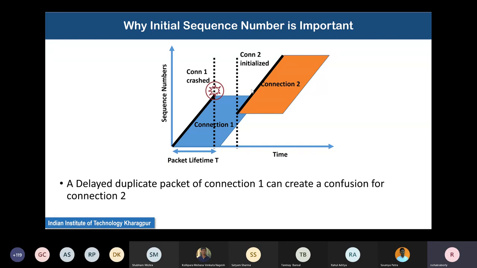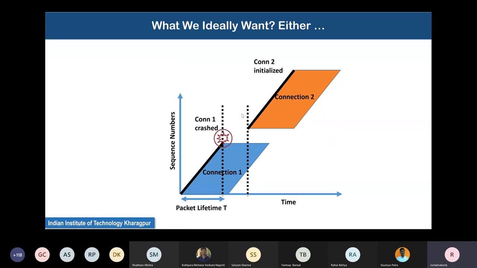new packets from connection 2 and old packets which are possibly still in the network, because there is so much of blue area on the right side of this vertical straight line when connection 2 started. And this parallelogram for connection 2 and this blue parallelogram for connection 1, they are overlapping. So in the overlap zone, you are possibly getting packets which have the same sequence numbers, because its selection of initial sequence number was wrong. So what can be done to solve this?